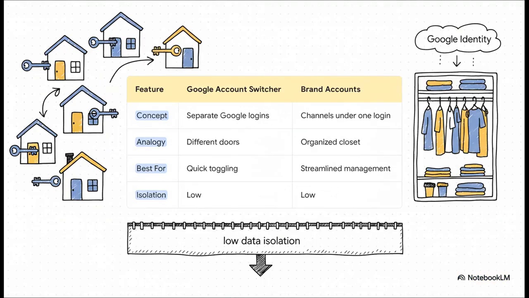Okay, this breaks down your two main options perfectly. You've got the Google Account Switcher, which is kind of like having different keys to the same house. It's great for quickly toggling between your different logins. Then you have brand accounts, which are more like a super organized closet. Multiple channels, all neatly arranged under one main identity. Both are good starting points, but you gotta notice that key limitation at the bottom. The isolation between them is low.